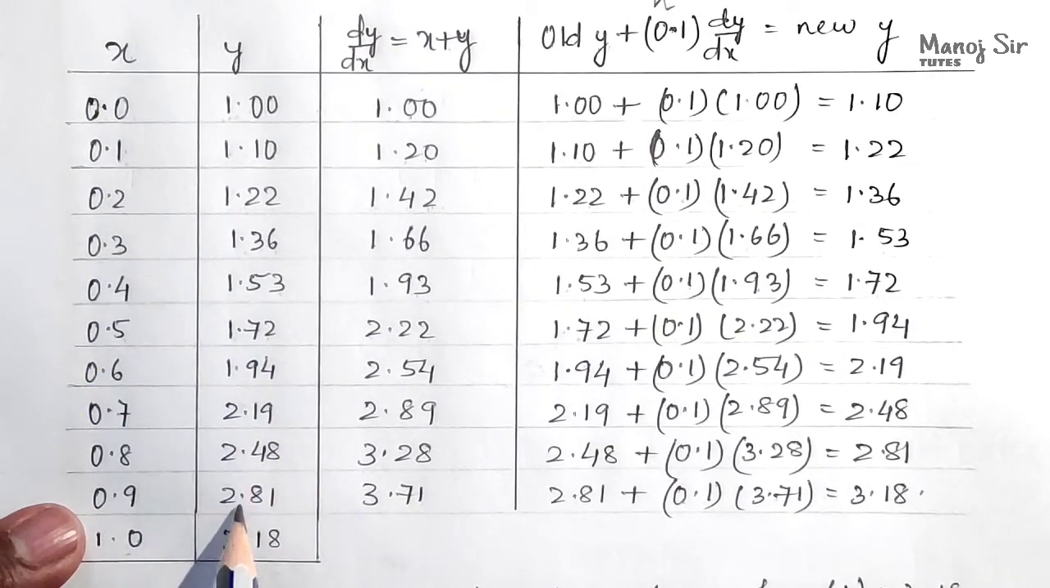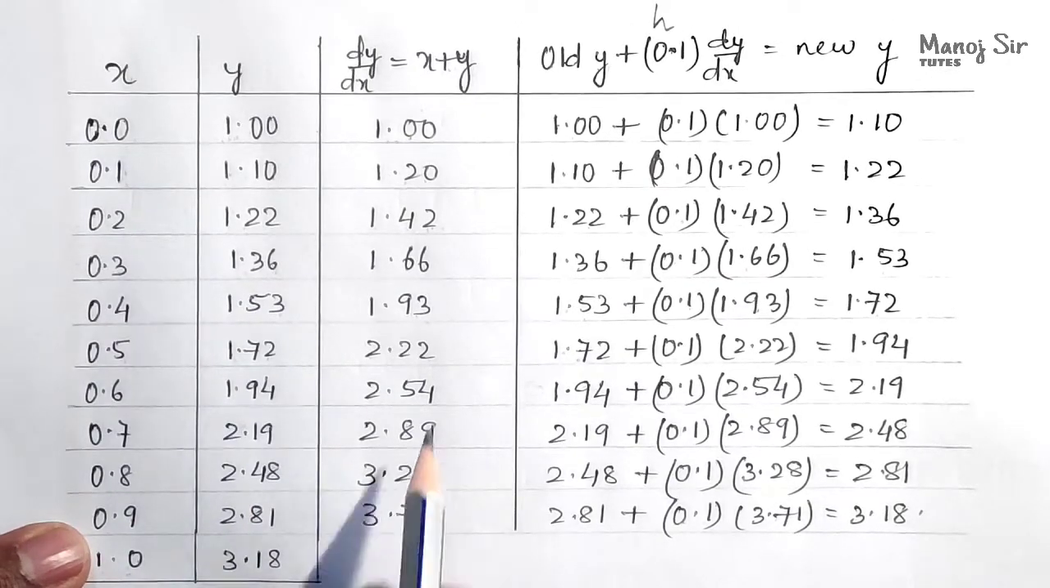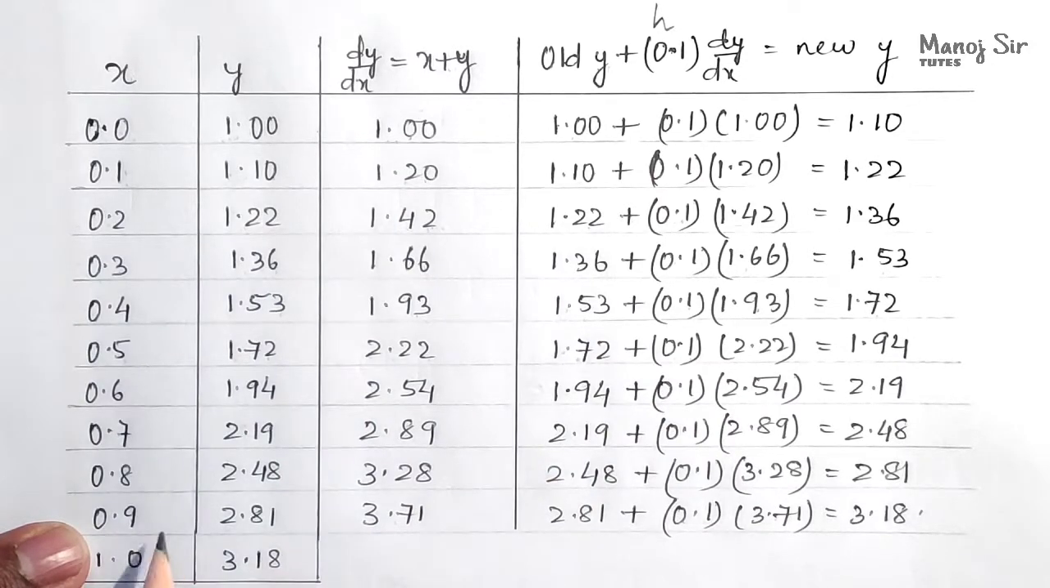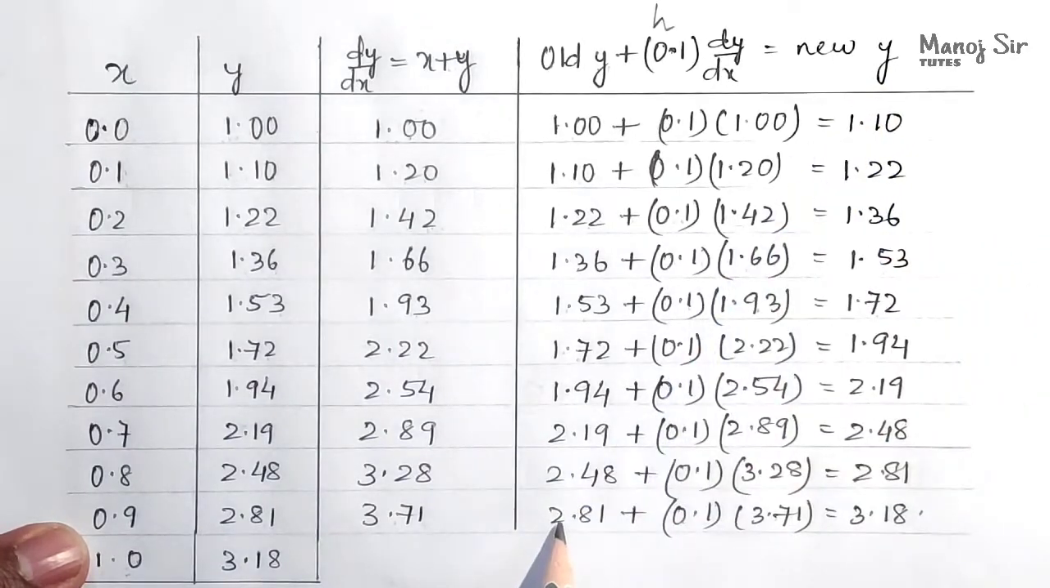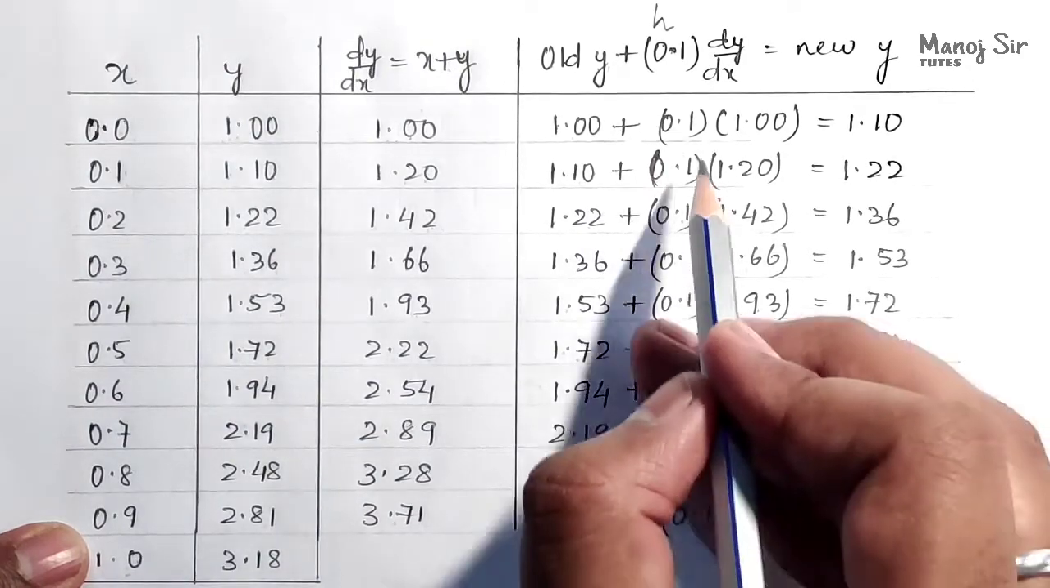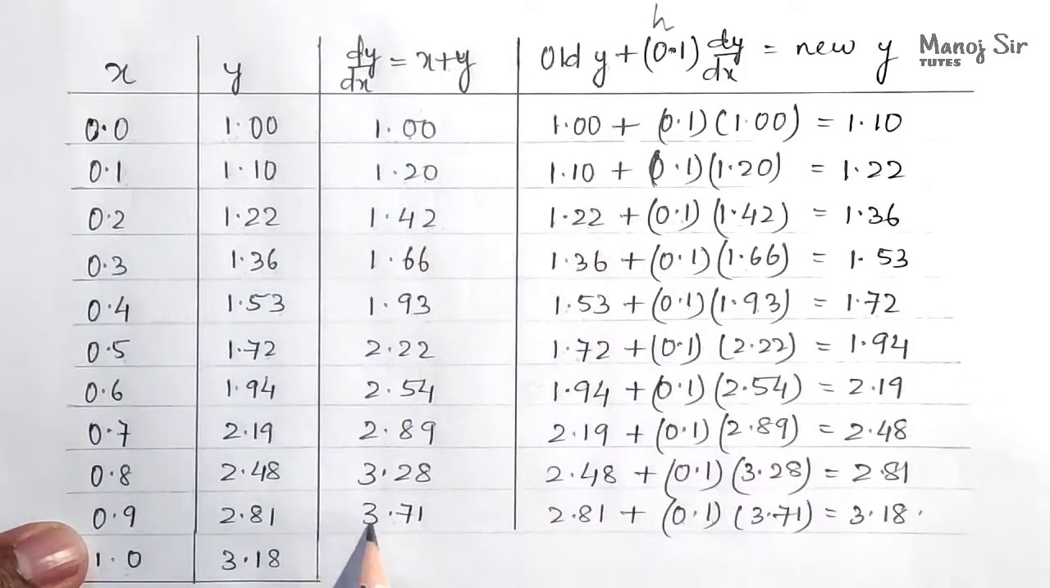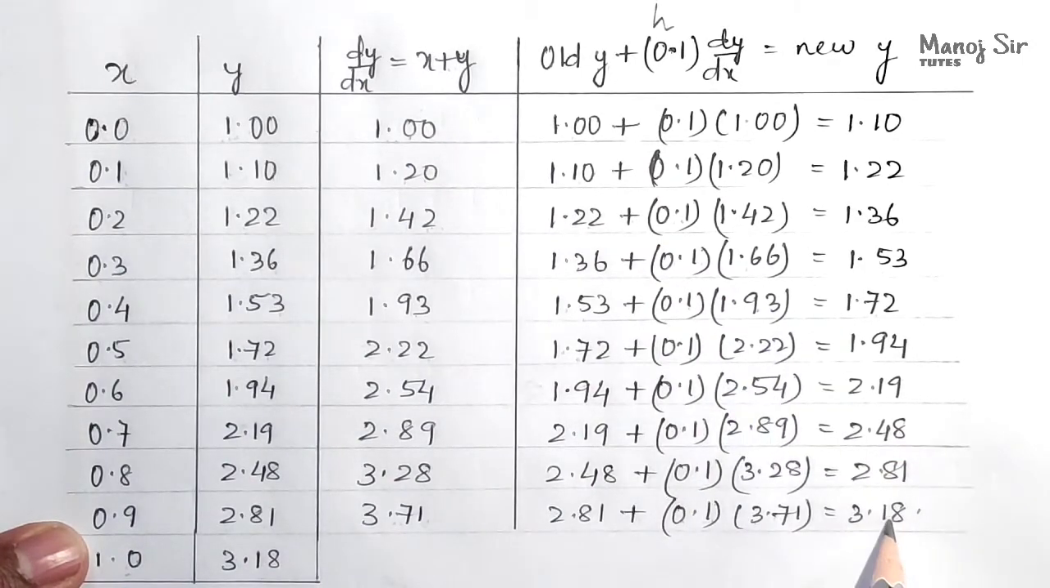Coming to 0.9, the value of y is how much? 2.81. So what is this? That is x plus y, that is dy upon dx, that is the function of x comma y. On adding both, you will get 3.71. Now here we need to find the value of new y, that is old y, that is 2.81, plus h, that is 0.1, into x plus y, that is dy upon dx, that is 3.71. On solving this, you will get the new value of y, that is 3.18.